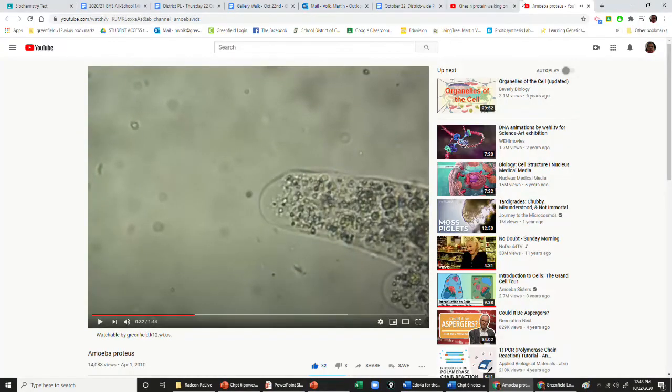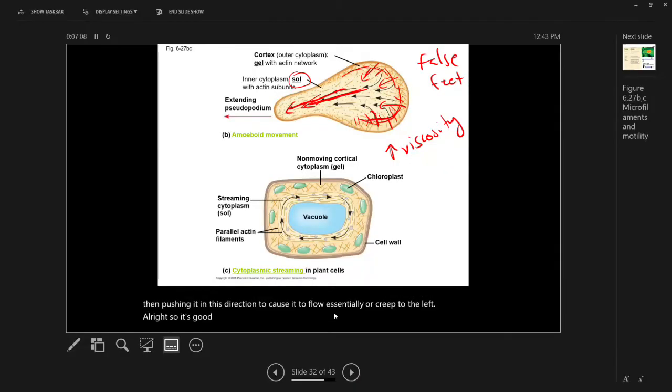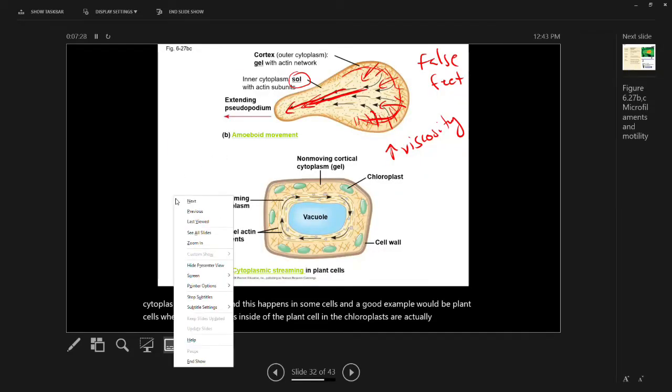All right, that's good enough. Another function that's related to that, it's very similar, to be honest, is cytoplasmic streaming. And this happens in some cells. A good example would be plant cells, where the organelles inside of the plant cell and the chloroplasts are actually moving around inside of the cytoplasm.